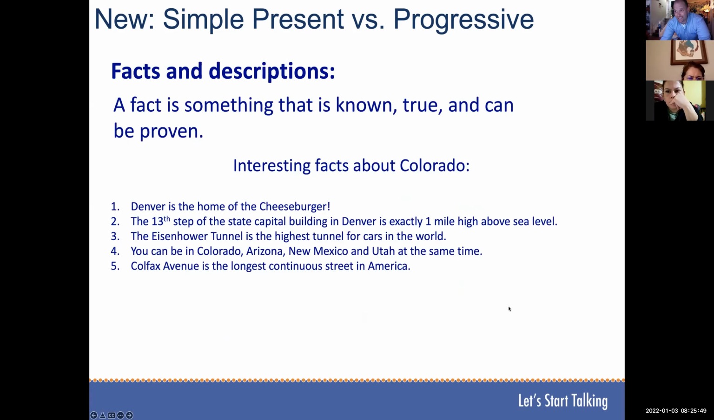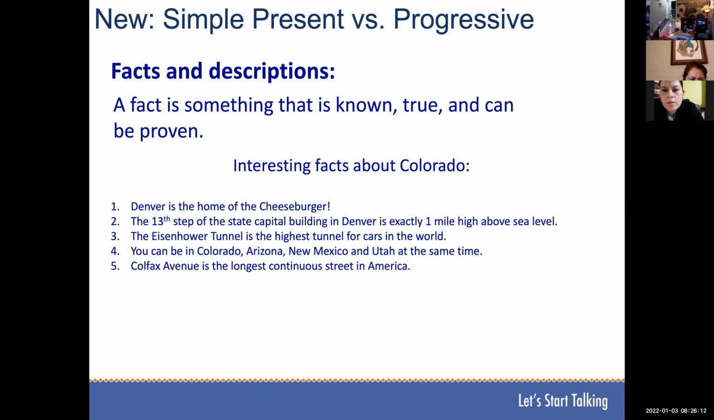So what is a fact and a description? A fact is something that is known, true, and can be proven, okay? So here we have some interesting facts about Colorado. Claudia, can you tell us these 5 interesting facts? Denver is the home of the cheeseburger.